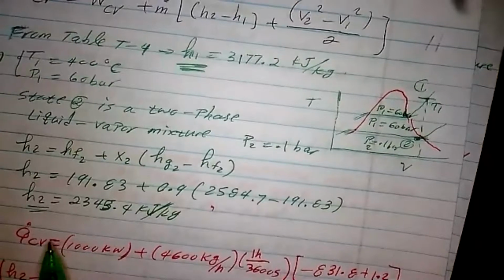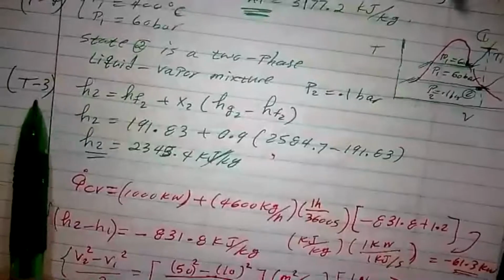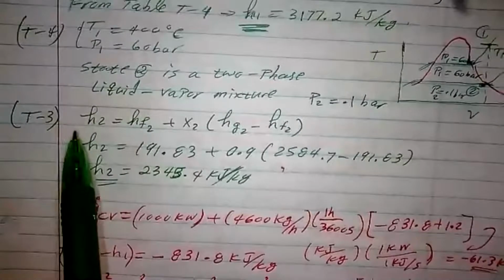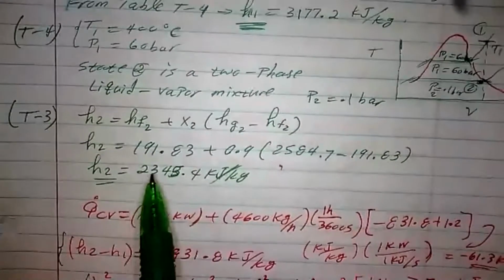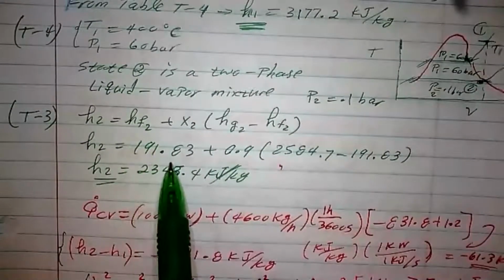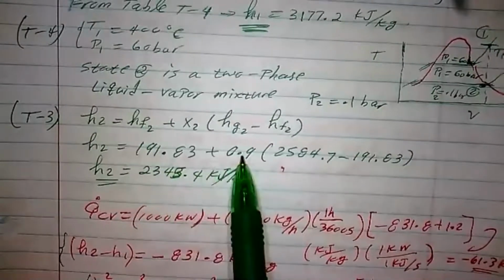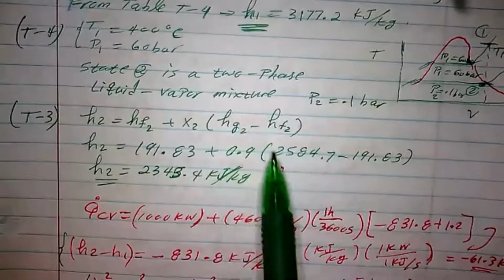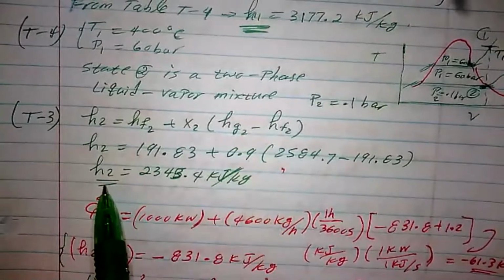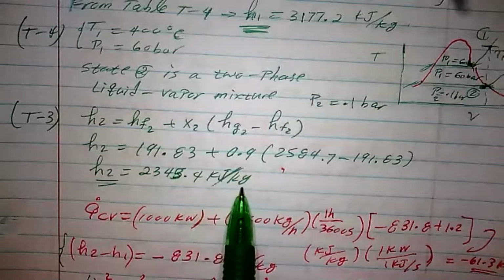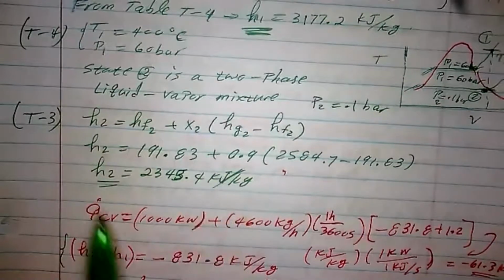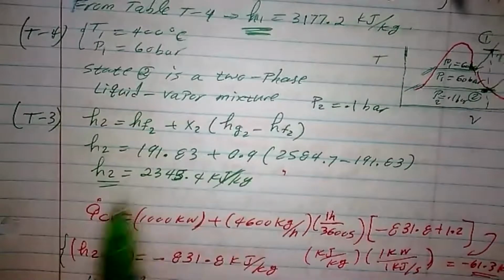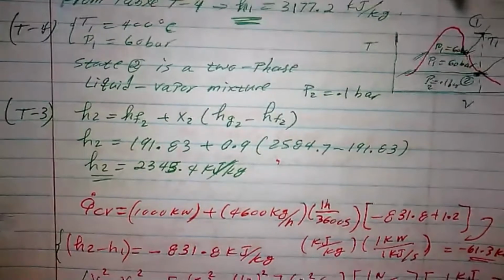or I'm sorry, T-3 for state 2, T-3. So we can just get HF2, which is 191.83, and then the quality is given, 90%, and then we can copy down this information from the table. So we have an H2, okay, and the unit is kilojoule per kilogram. So remember that for chapter 5, you're going to be dealing with this kind of information over and over, okay?